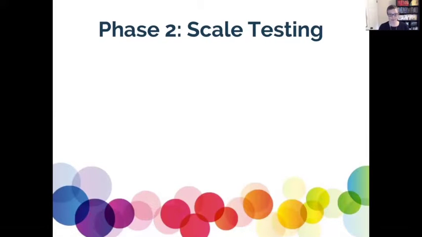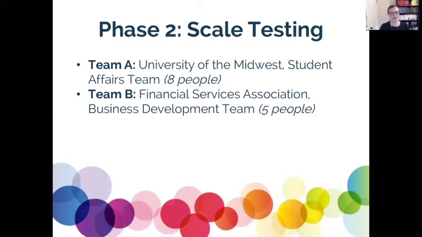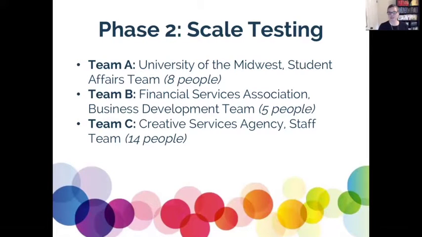And here are the 3 teams. Team A was, these are all fake names, University of the Midwest, a student affairs team of 8 people. Team B was a financial services association, specifically a business development team. They're a large nonprofit that provides resources to credit unions. And then finally, a creative services agency. This was all the staff in their company, 14 people. And they do things like web design, graphic design, marketing, that kind of thing for their clients.